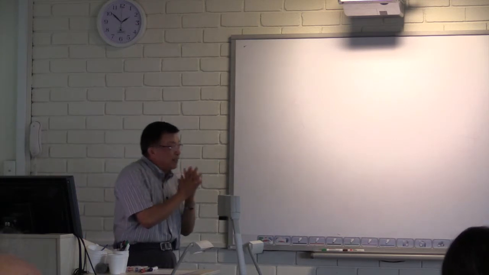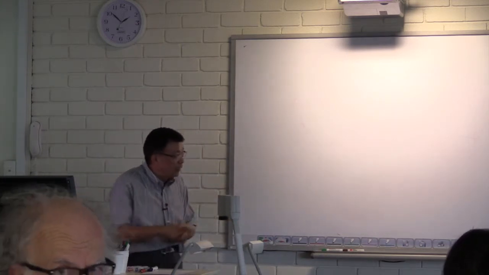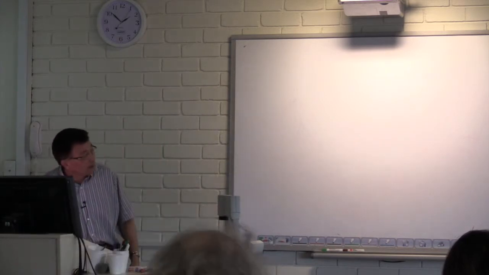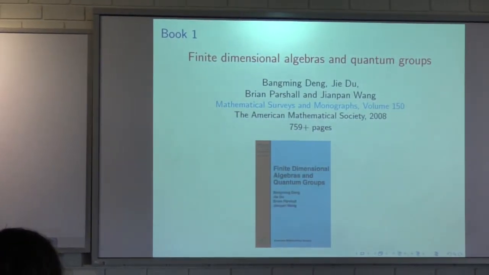I'm going to talk about two books on quantum groups, more specifically. Let me see the first one. It's Finite Dimensional Algebras and Quantum Groups, published by the American Mathematical Society in 2008. Now, what is this book? It's 759 pages.